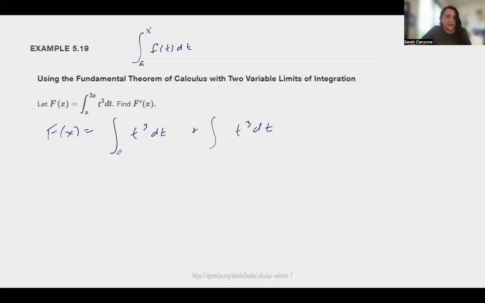So I know I need x on my lower bound, and I need 2x on my upper bound. And I need those on two different integrals because I can't have two variables as my bounds in order to use the fundamental theorem of calculus part 1.